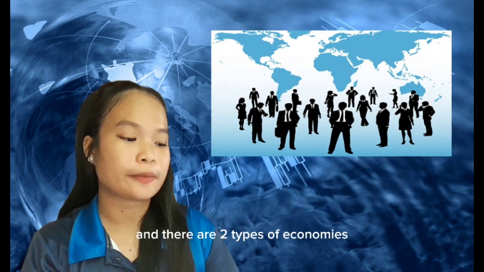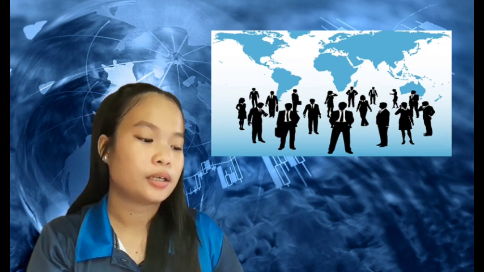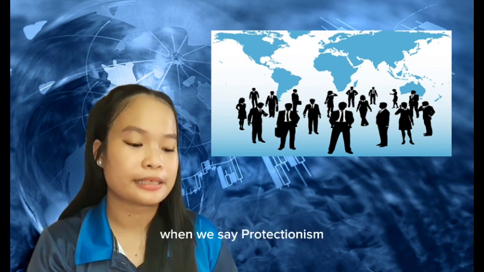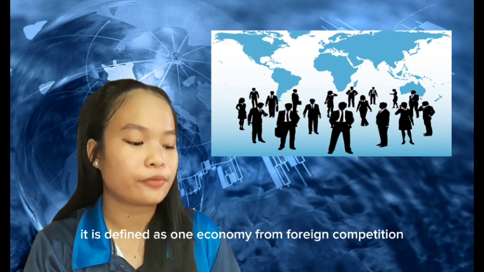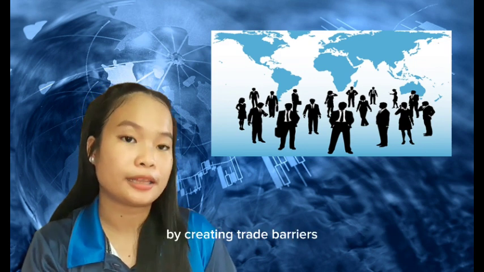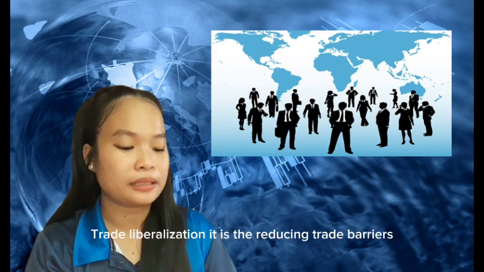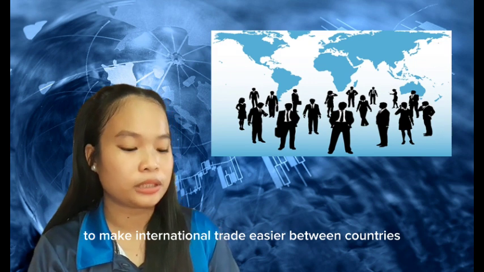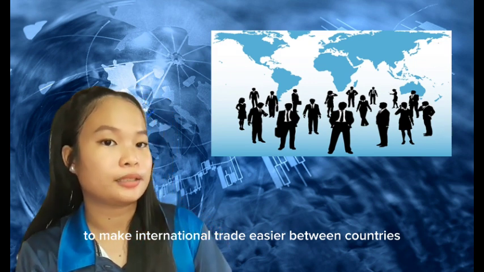And there are two types of economic policies: protectionism and trade liberalization. When we say protectionism, it is defined as protecting one economy from foreign competition by creating trade barriers. And when we say trade liberalization, it is the reducing of trade barriers to make international trade easier between countries.